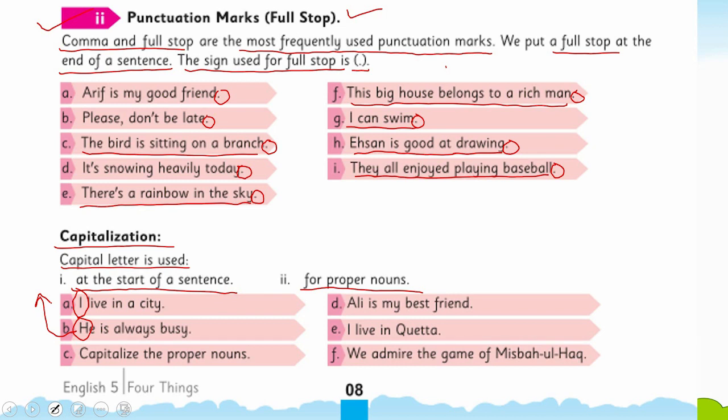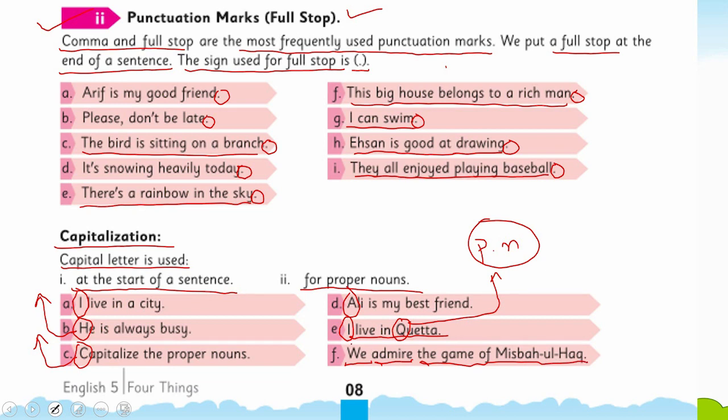Capitalize the proper nouns. So C of capitalize is capital because the sentence started with the word capitalize. Here in the fourth sentence, A of Ali is capital. I is capital in the sentence, I live in Quetta. But here Q of Quetta is also capital because it is a proper noun. In the last sentence, we admire the game of Misbah ul Haq. Repeat with me. We admire the game of Misbah ul Haq.